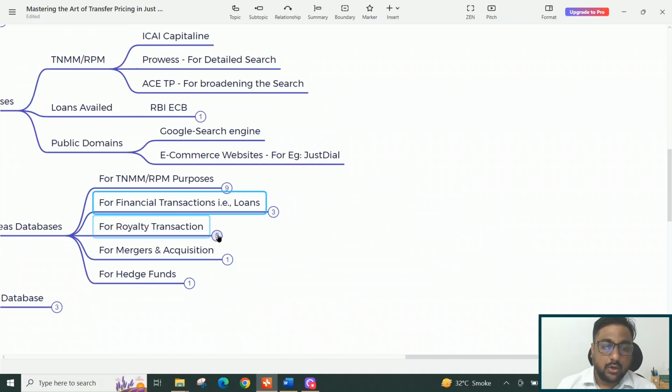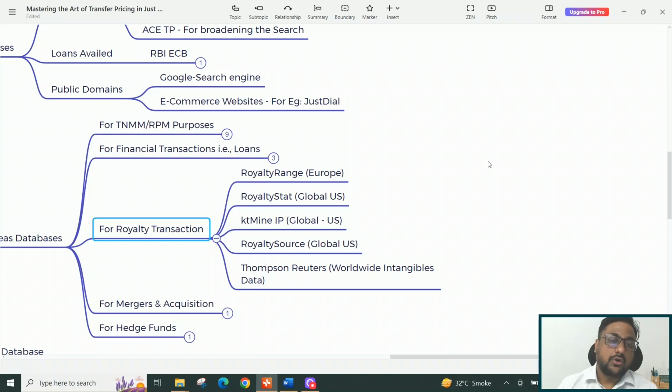Then royalty transactions. For royalty transactions, the commonly used database is RoyaltyRange. In case your transaction pertains to the Europe region, then you can use RoyaltyRange, and you can also narrow down the region. This database has a facility to narrow down the region as well. So they capture the data of the Europe region, but in case you require data for Austria or Germany or England or France, such data can be captured when you narrow down the search analysis.